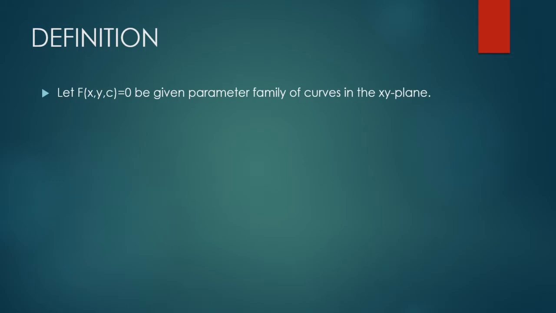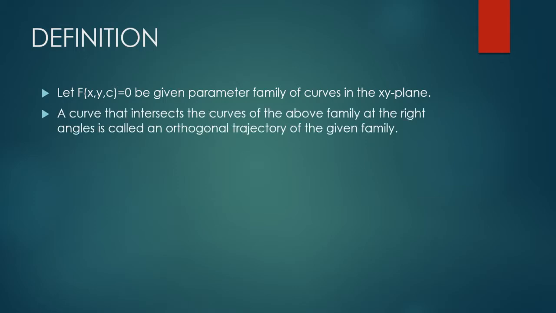If you look onto the definition, if we are given a function of x, y, c equal to 0, like if we are given a parameter family of curves in the xy plane, then a curve that intersects the curve of the above family at right angle, like we are given a curve and another curve which intersects the given curve at 90 degrees, that is known as the orthogonal trajectory.